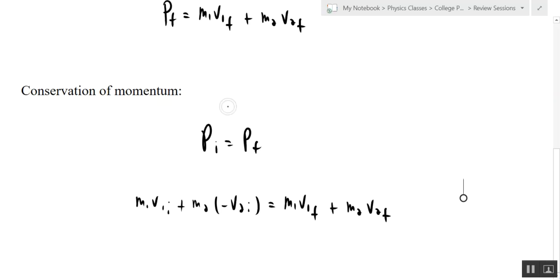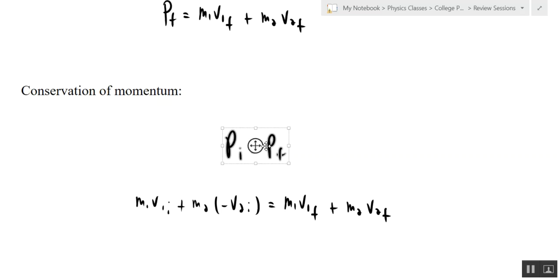Yeah? Mr. Gross, I have a question. Yeah? Shouldn't our V1F be negative since it's going in a negative direction? Well, I'm saying V1F could be positive or negative. I'm going to get into that in a second here. Oh, I'm sorry. That's fine.